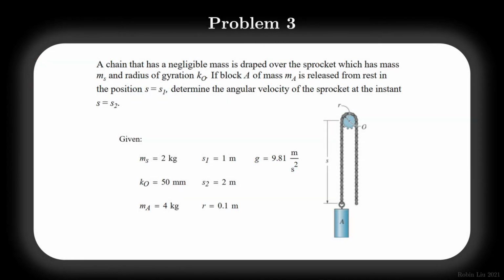Lastly, we have problem 3. It states, a chain that has a negligible mass is draped over the sprocket, which has a mass ms and a radius of gyration k0. If block A of mass ma is released from rest in the position s equals s1, determine the angular velocity of the sprocket at the instant s equals s2.